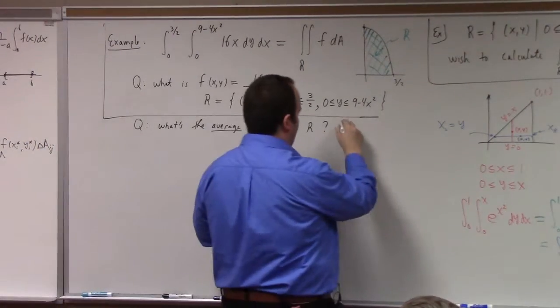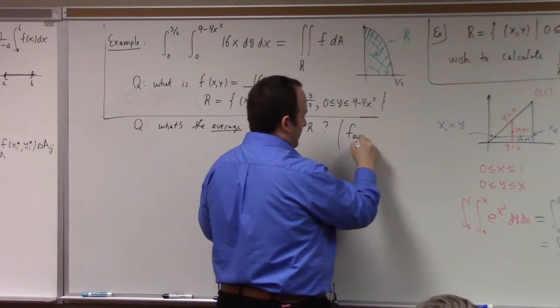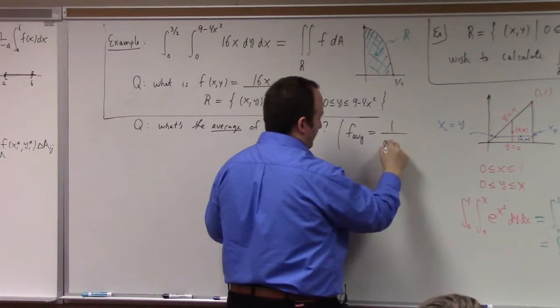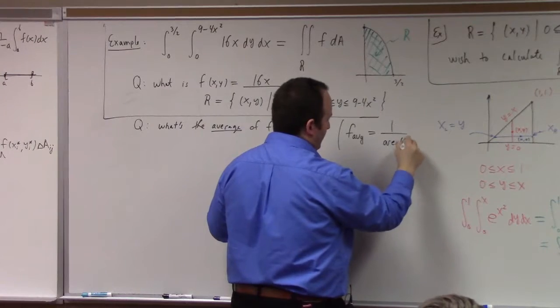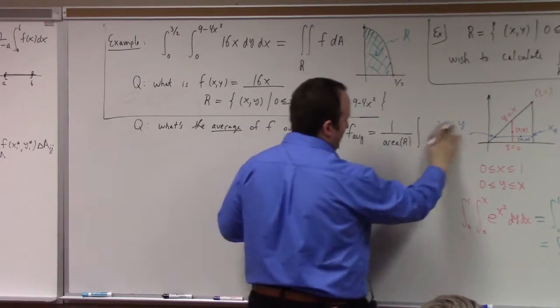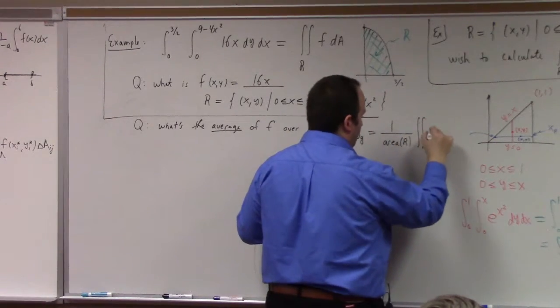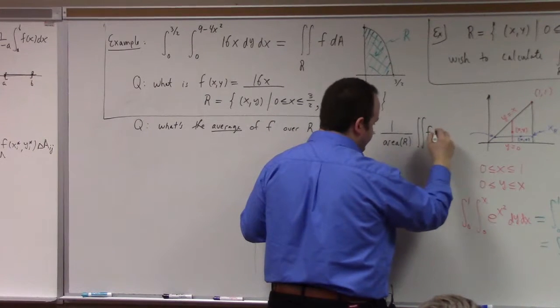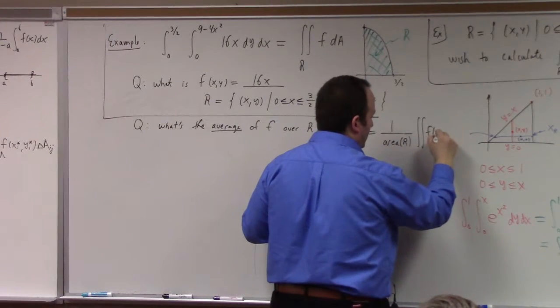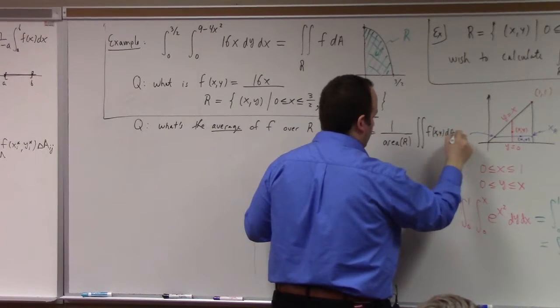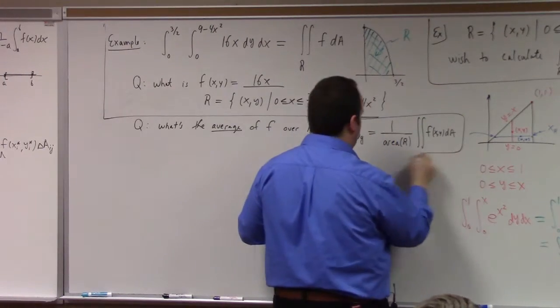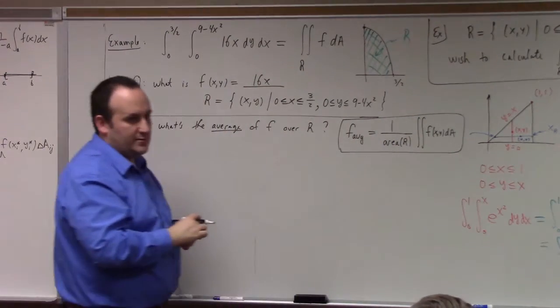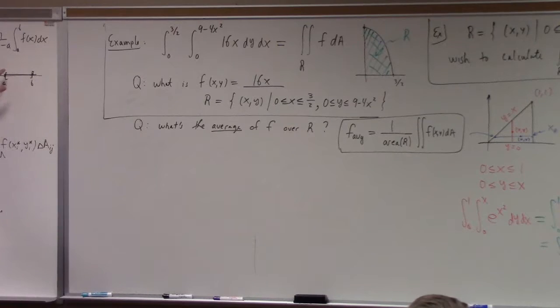Yeah, I'll put you guys out of your misery. F average is 1 over the area of R times the integral of f over R. So the average is defined to be that. You just weight by the area. Here you weight by the length.